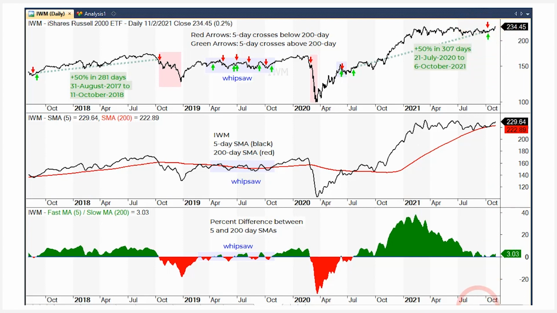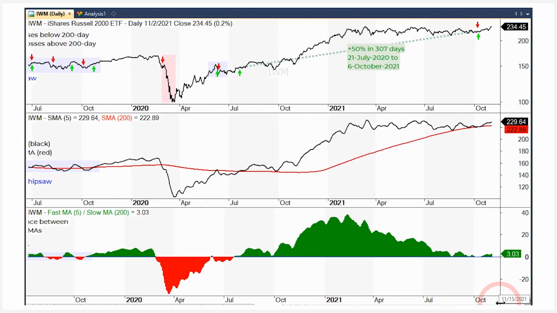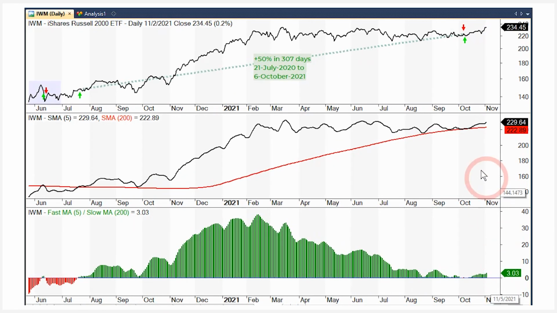And if we hone in on what's happening here, you can see we got some whipsaw where we got below the 5-day moving average for 1 day and then right back above. So currently the 5-day is above the 200-day, and that happened in early October. And so we're on an upswing in the Russell 2000 ETF. And this signal occurred before the big breakout that we saw this week.